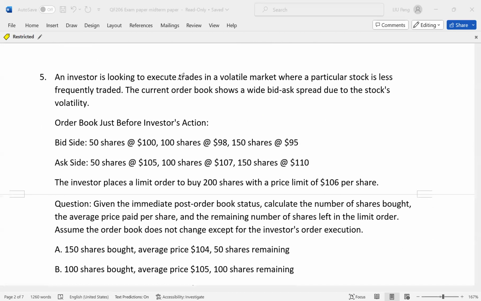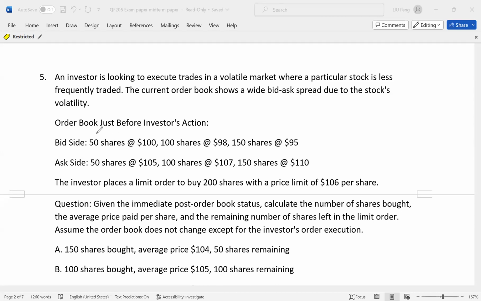An investor is looking to execute trades in volatile markets where a particular stock is less frequently traded. That means this asset has low liquidity, right? The current order book shows a wide bid-ask spread, which makes sense because if it's not so frequently traded, there's not so much supply and demand, and therefore the gap will be bigger than for liquid assets.